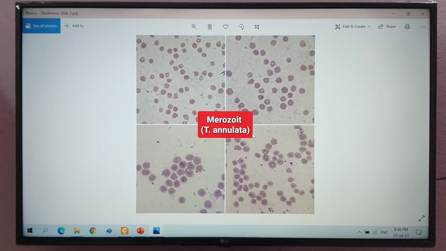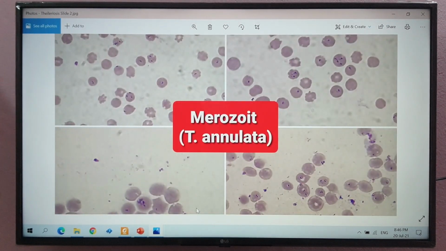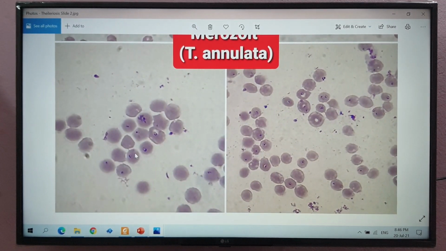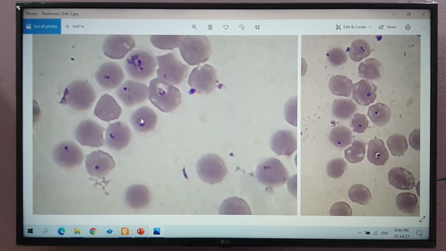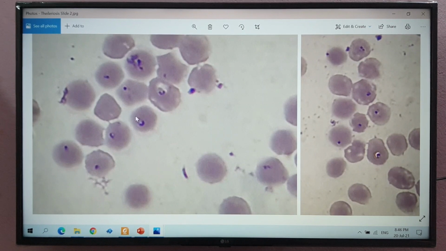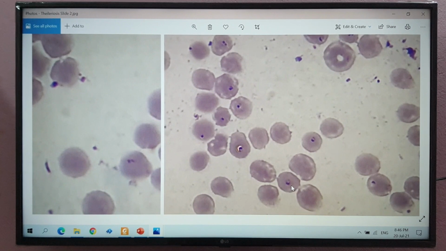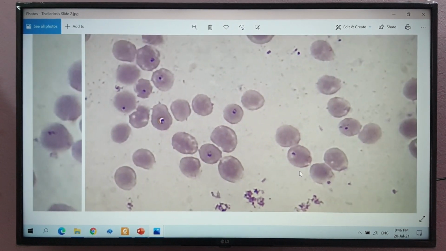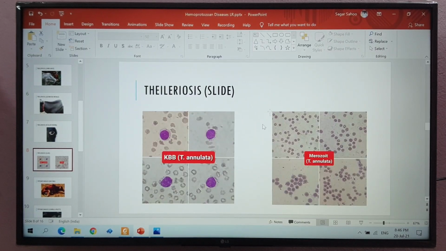Next, this is the merozoite that is found inside the RBC. You can see the Theileria organism, like here you see this is Theileria annulata. Okay, this is annular shape, the Theileria annulata here, here, here. These are nothing but Theileria organisms. You can see it here, here. This is a highly positive case. Okay, this is Theileria annulata. So this is basically a theileriosis slide. This is a confirmatory diagnosis for theileriosis.